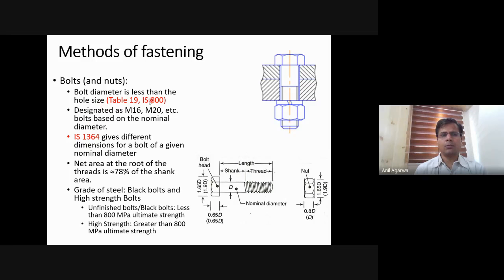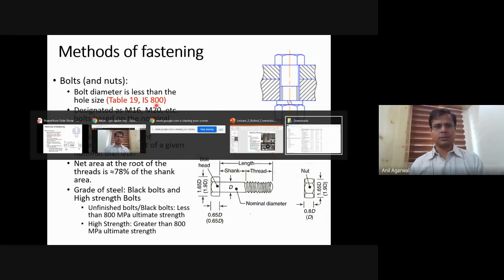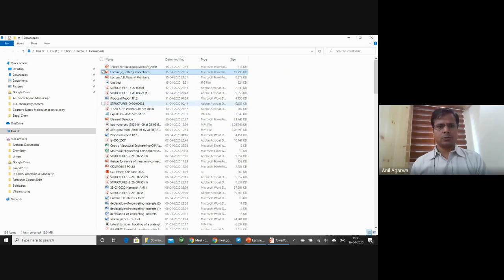So the bolt diameter, of course, has to be less than the hole diameter. Why? Because if the bolt diameter matches exactly with the hole diameter and the two holes are slightly misaligned, or for some reason there is some inaccuracy, it will be very difficult to push the bolt through the hole. So you always take some factor of safety, and those factors are given in Table 19, IS 800. Let me see if I have IS 800 here.